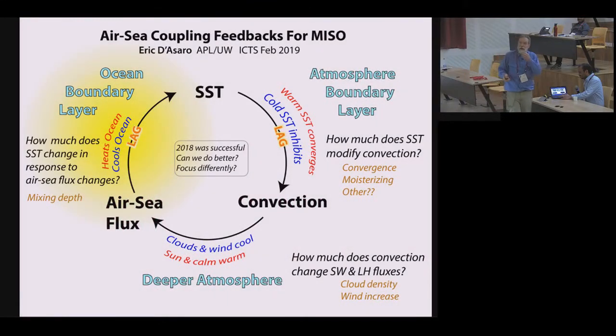Good. There we go. Okay. You guys have seen this diagram before.